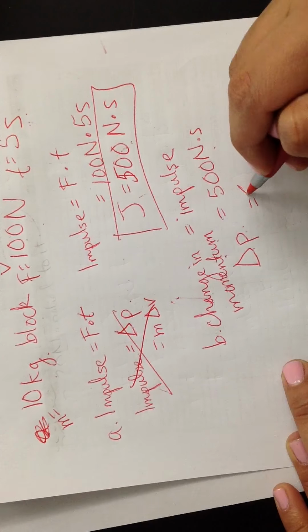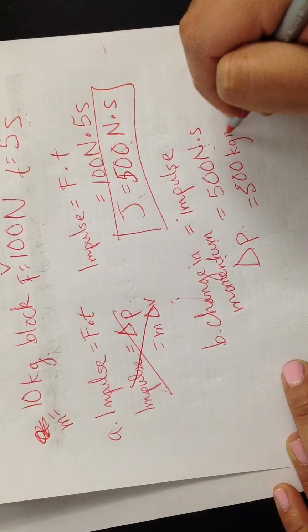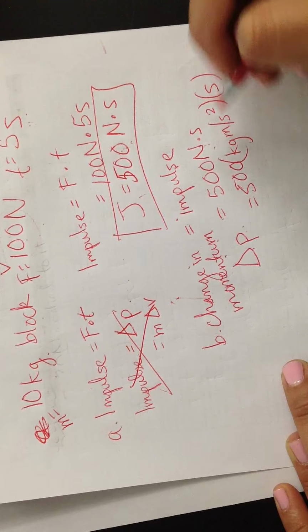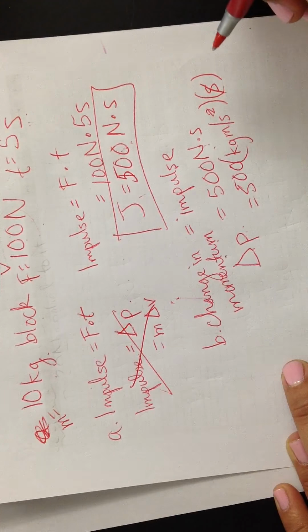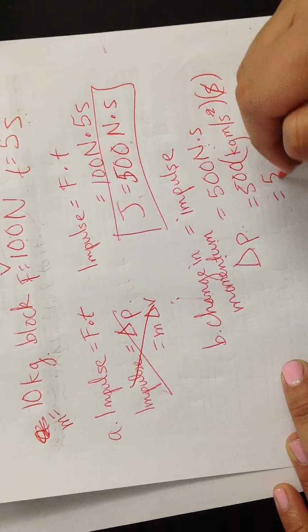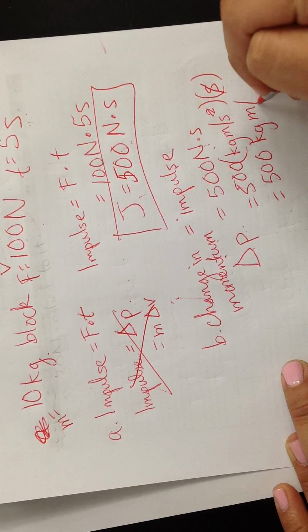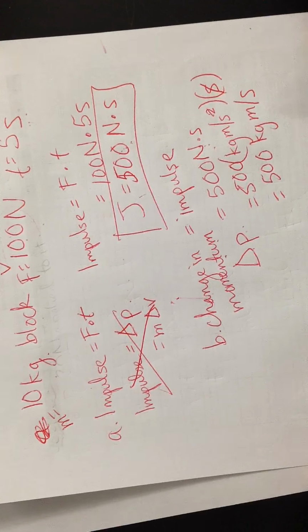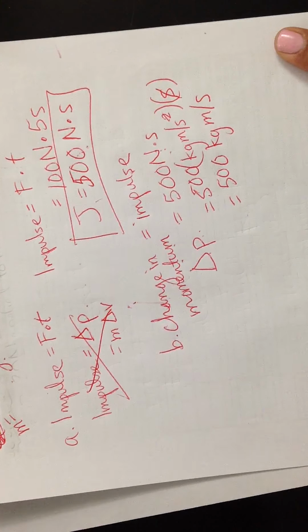Now, if I were to spread out this newtons, I would have kilograms times meters per second squared times seconds. So one of these seconds would cancel out with this one. Then your change in momentum would be equal to 500 kilograms meters per second. Okay. So that's pretty much it.